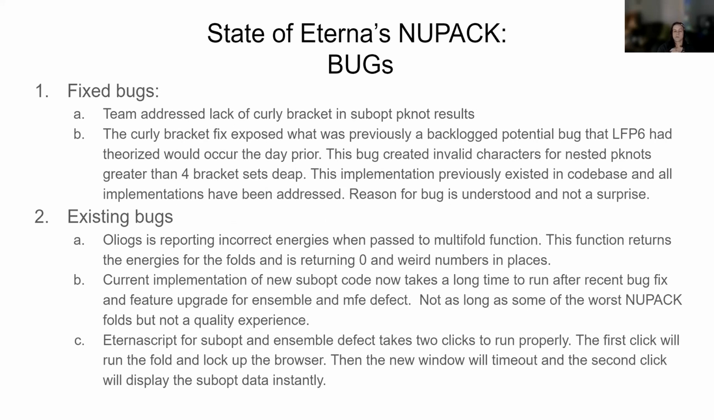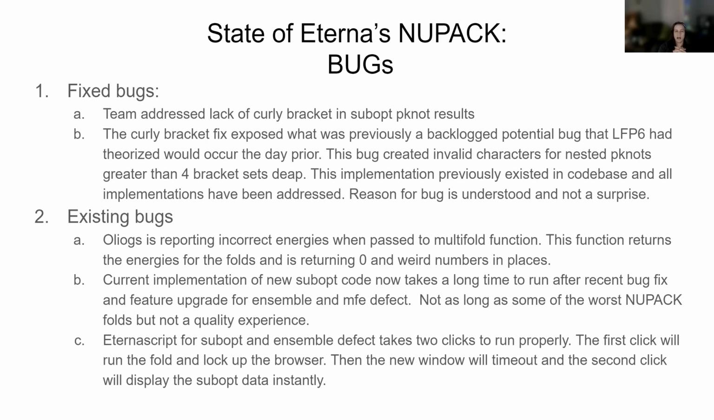Bugs. Okay, state of Eterna NUPACK. This is where we get into the code base. We recently fixed a couple of bugs. The team addressed the lack of curly brackets in the subopt NUPACK results. That was addressed because I did not realize that there was a separate method for building the secondary structure from the fold for NUPACK versus non-NUPACK, and being new to maintaining the code base, I implemented just the normal one, which only expects a regular, non-NUPACK structure. So I implemented the code that was used before for NUPACK to address that, and that did fix the curly bracket problem.